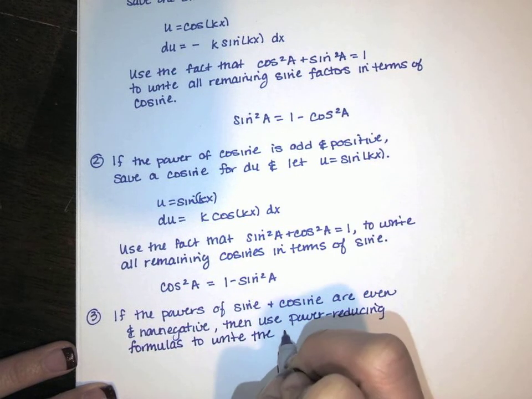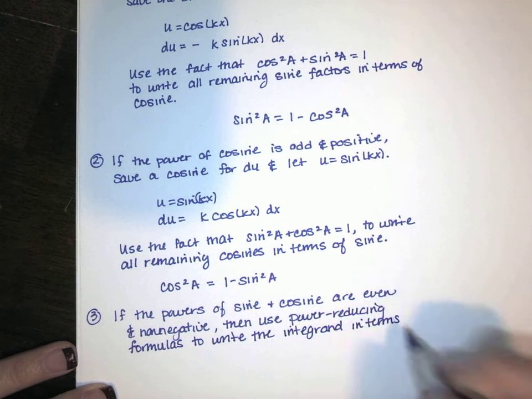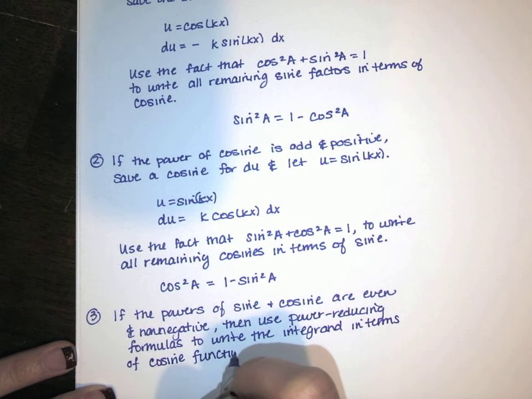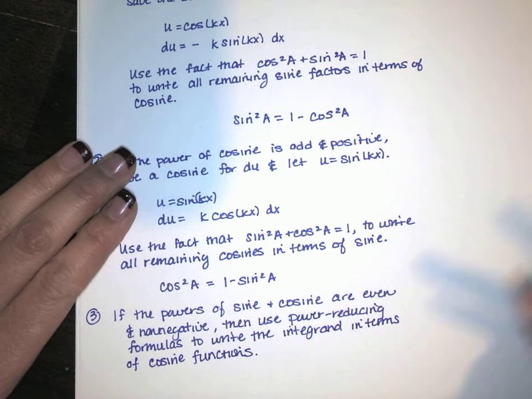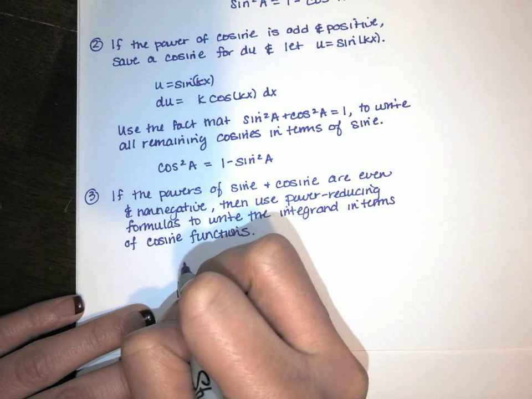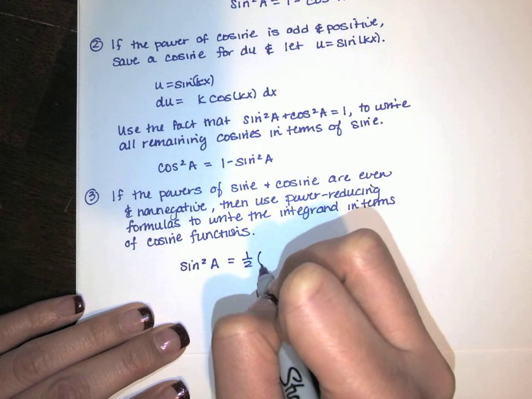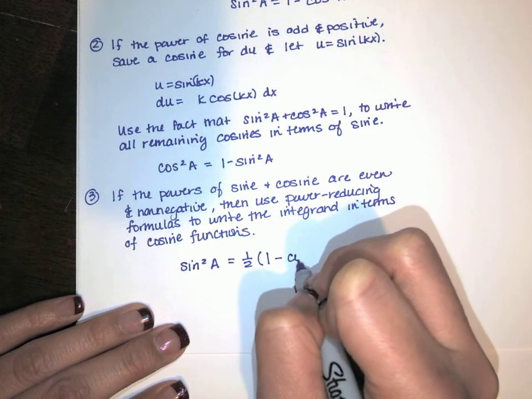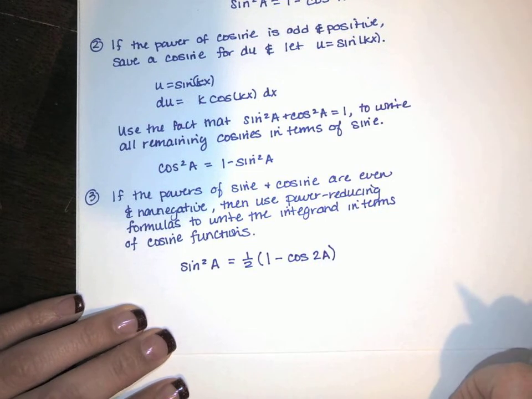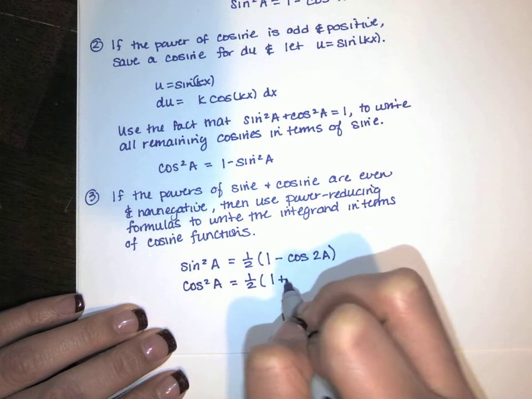to write the integrand in terms of cosine functions. Those cosine functions might have different angles, and that'd be okay. But here are two power reducing formulas. So you're going to replace all of the sine squareds with 1/2 of 1 minus cosine of twice the angle. And you're going to replace all of the cosine squareds with 1/2 of 1 plus cosine of twice the angle.